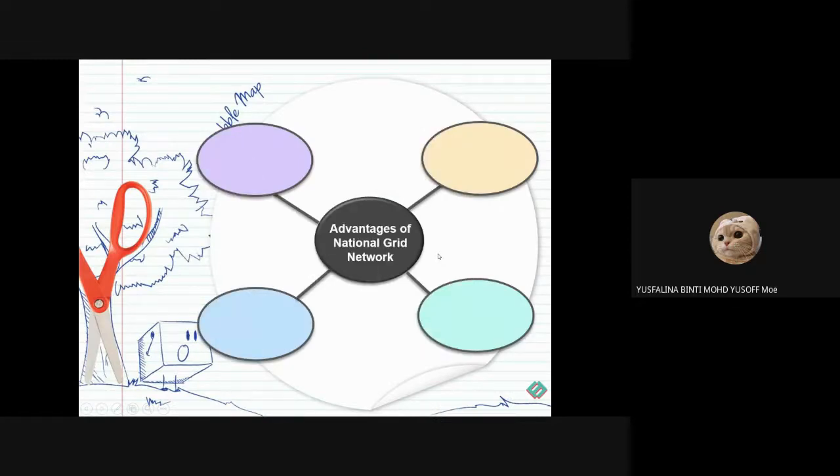What are the advantages of the national grid network? The generation can be controlled on demand. Let's say there are a lot of people living there, maybe they got new residents there, which means they need to increase the production of electricity, right? So they can increase it. If there are not so many people, they can decrease the amount of electricity produced. So it can be controlled on demand.